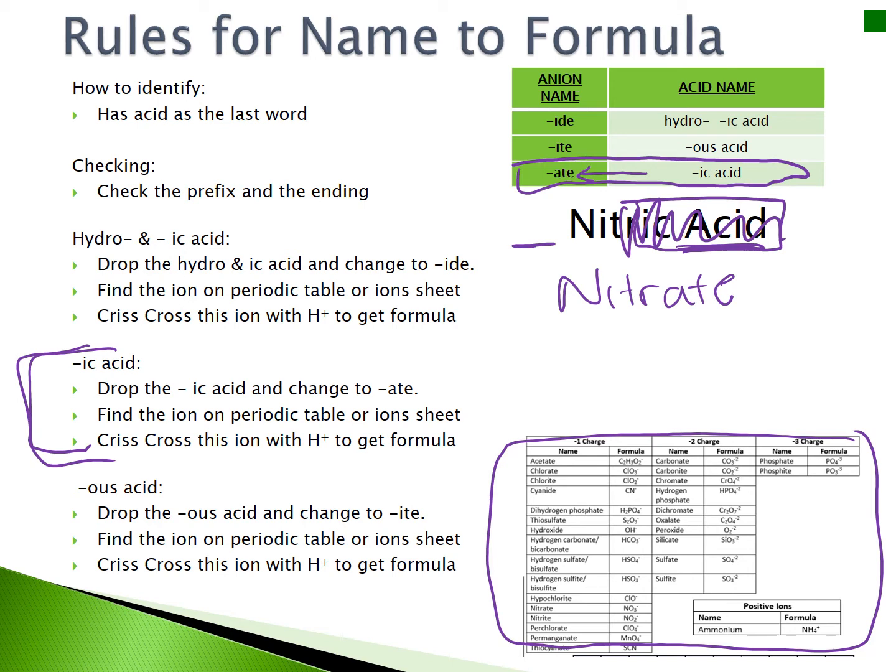So we're going to look for nitrate, which is right down here, and which is NO3 with a -1. Found it on the ion sheet, and now I'm going to crisscross this ion with an H plus to get my final formula. So I have my H plus. I know that it's going to be an H plus because I have the word acid in it, and so when I crisscross it, I get HNO3.